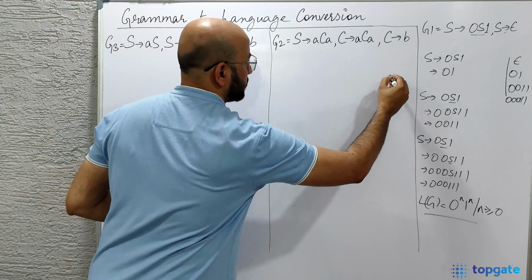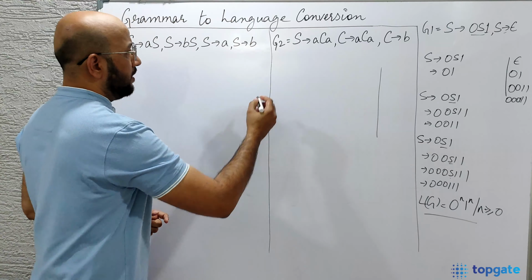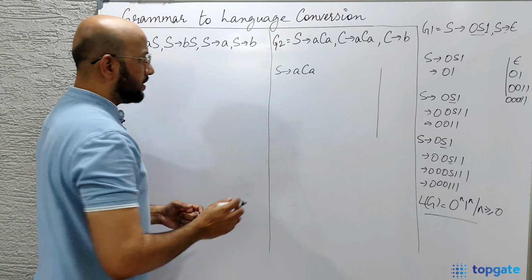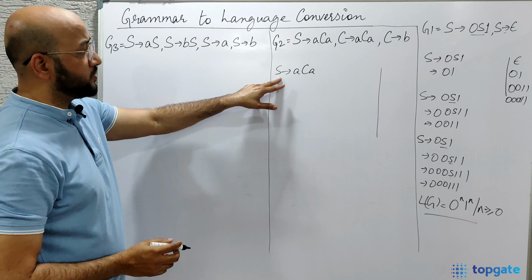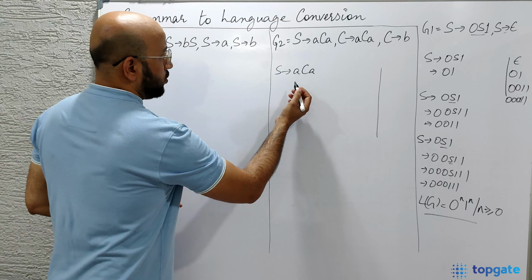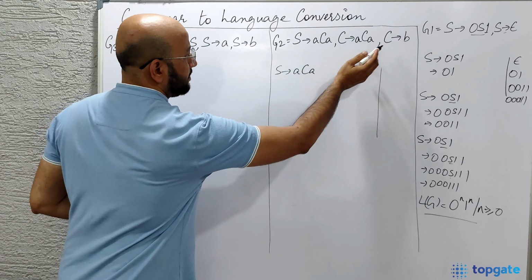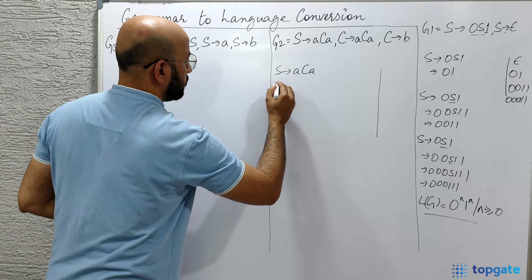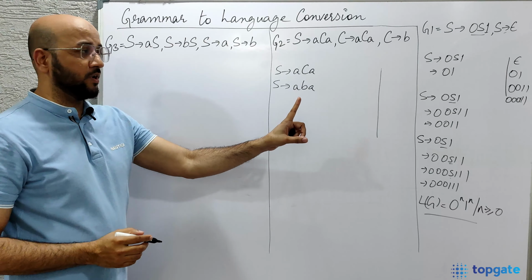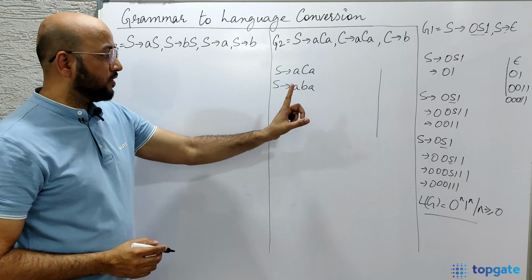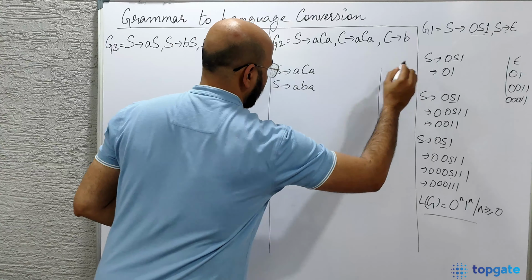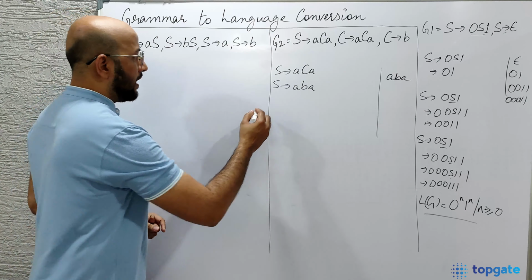So I'll just write the strings here. Now the first rule is S tends to aCa, because any string which has to be derived should be derived from the start symbol only. So I'll use this rule only. So S tends to aCa. On this C I can put this value. So what I'll get is S tends to aba. Now this is my shortest possible string, so less than this I cannot get any other string. Clear? So I've got one string, that is aba.